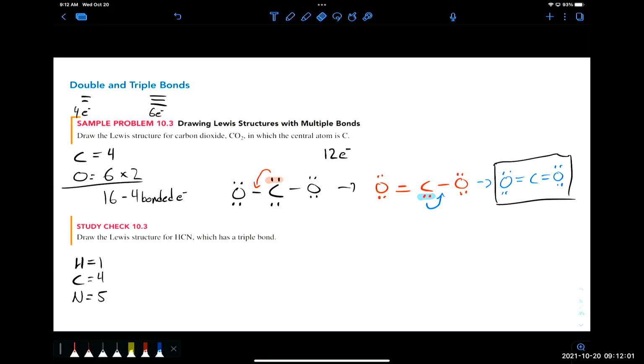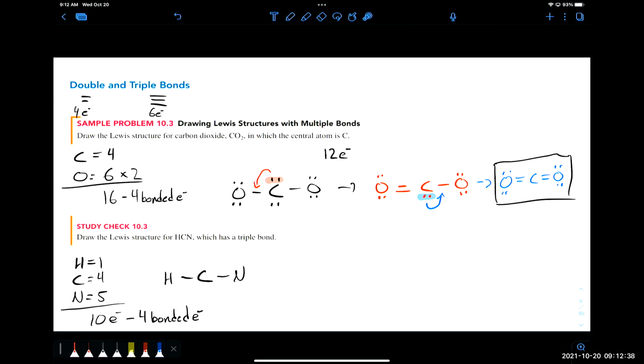So then we're going to write, again, I would tell you carbon is the central atom. So that means everything else is going to be bound to carbon. We're going to put hydrogen, nitrogen. Oh, sorry, I didn't count these. We're going to have 10 total valence electrons. And then since we have 2 bonds, again, we're going to subtract out 4 bonded electrons.